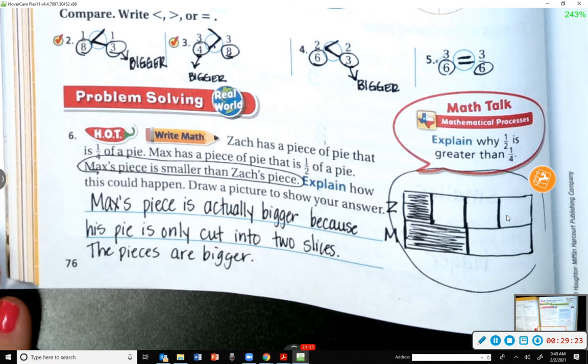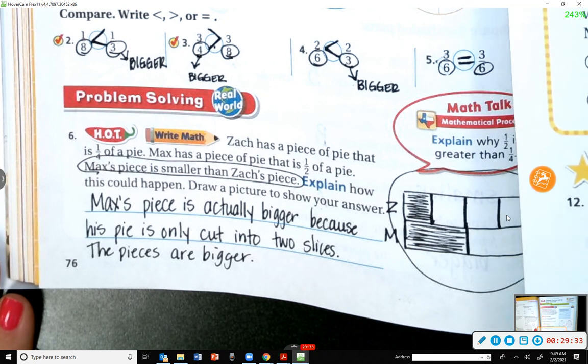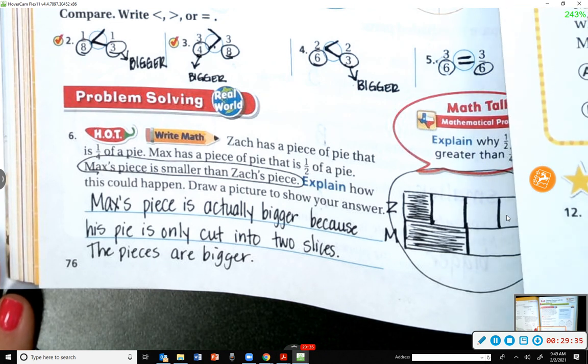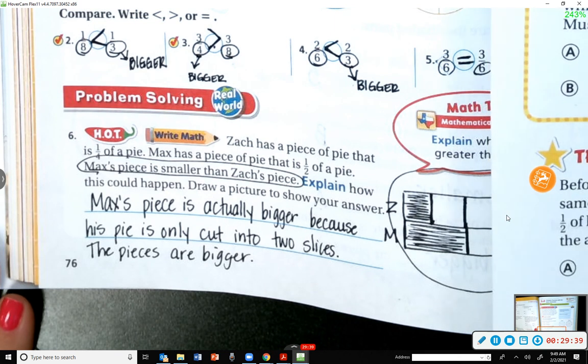Okay, let's flip. Once you get that written down, flip to page 78. Last thing. What do we always do? Do it by ourselves. Then check over. 9, 10, 11, 12, and then we check over it.